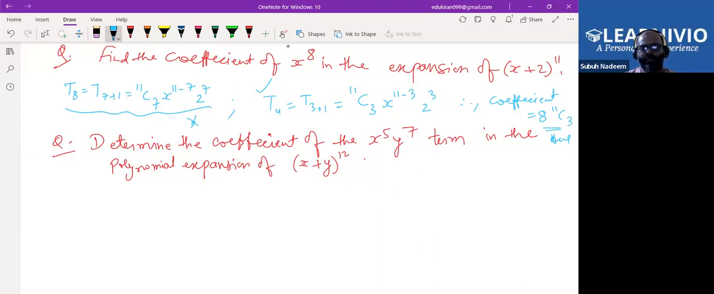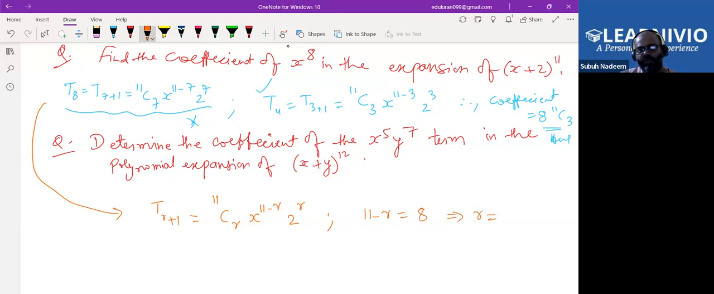So this is a type of hit and trial, but is there any way in which you will be sure that you first took 7, then you took 3? Is there any way to find out without hit and trial? There is one more way. You write the general term, TR plus 1. That will be 11CR x to the power 11 minus R, 2 to the power R. Now you know that the power of x is 11 minus R, so equate it to 8. From here you will get R equal to 11 minus 8, that is 3. Now you put that R here. So T4 is equal to 11C3 x to the power 11 minus 3, and you can proceed.